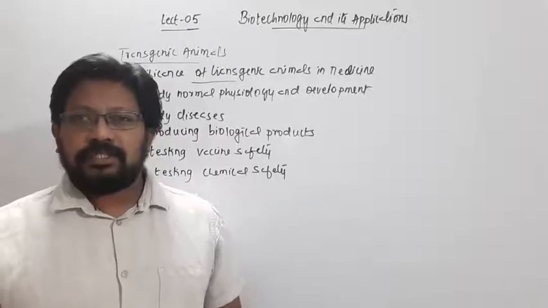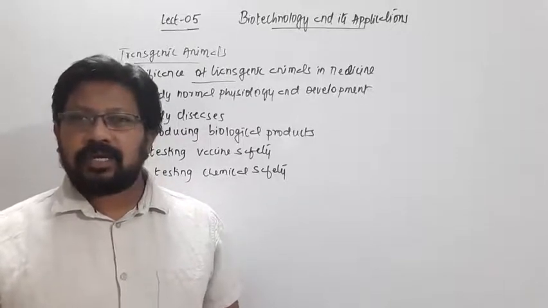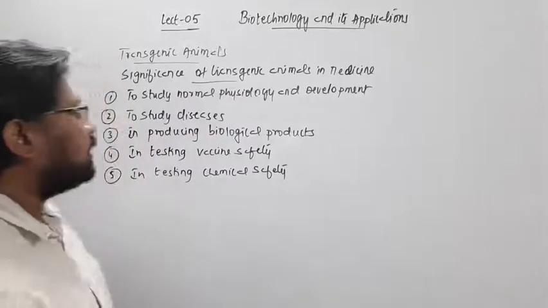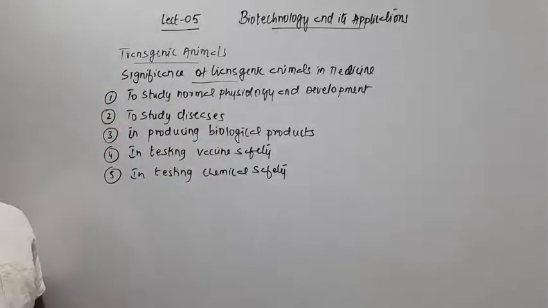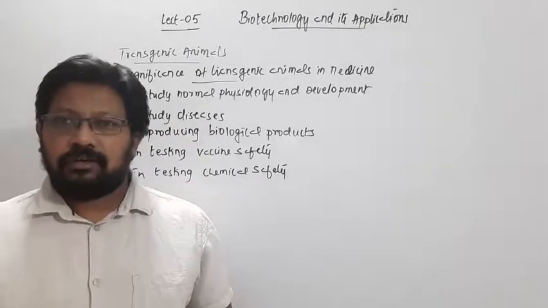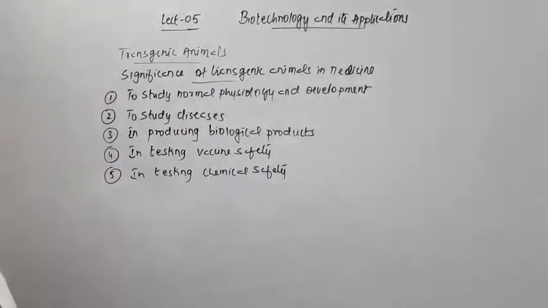Welcome. In this session, I'll be continuing discussing transgenic animals and how these transgenic animals are helpful in medicine. And in the last session, I gave some side headings, right? The significance of these transgenic animals in medicine: they are used in studying normal physiology and development. They are even used to study diseases, how the diseases are caused, and if that is the case, then we will be able to find a solution or a treatment for those diseases. And then in producing biological products and in testing vaccines as well as chemical safety.